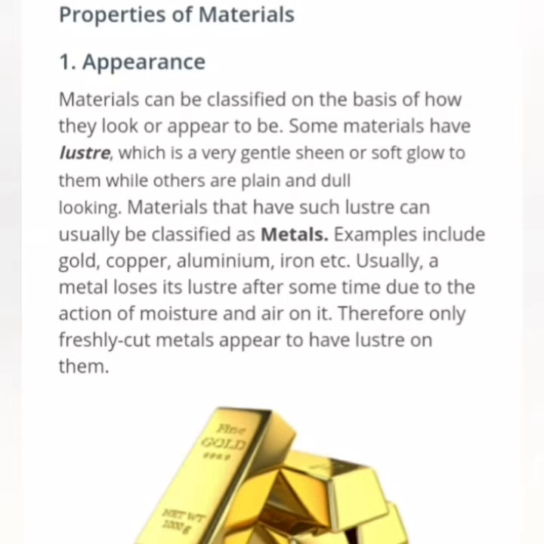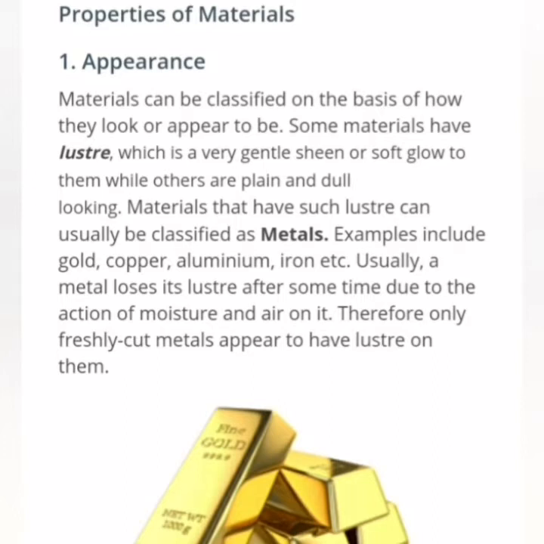Metals can be classified on the basis of how they look or appear to be. Clear? On the basis of appearance, some materials may have a shining appearance while others have a dull appearance. On the basis of their appearance, all the materials are classified into two groups: first, materials having luster and materials not having luster. Okay, materials that have such a lustrous shiny surface are called metals. Examples include gold, copper, aluminium, iron.